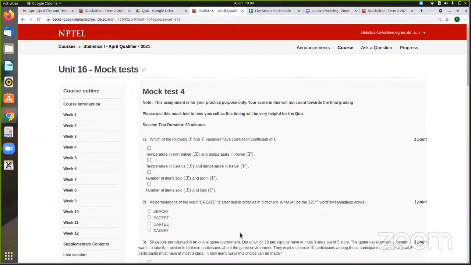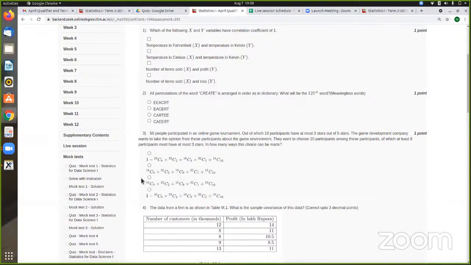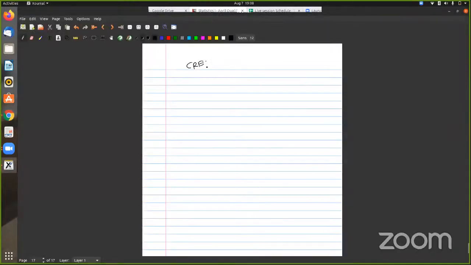The question: what will be the 121st word of the word created? I'm not asking you how to solve, I'll just write it down. These are the words, and in that word 6 letters are there, right? If you are going to arrange words in a dictionary, it will start from A, B, C, D like that. So if it starts from A, how many places are there to fill? 5.